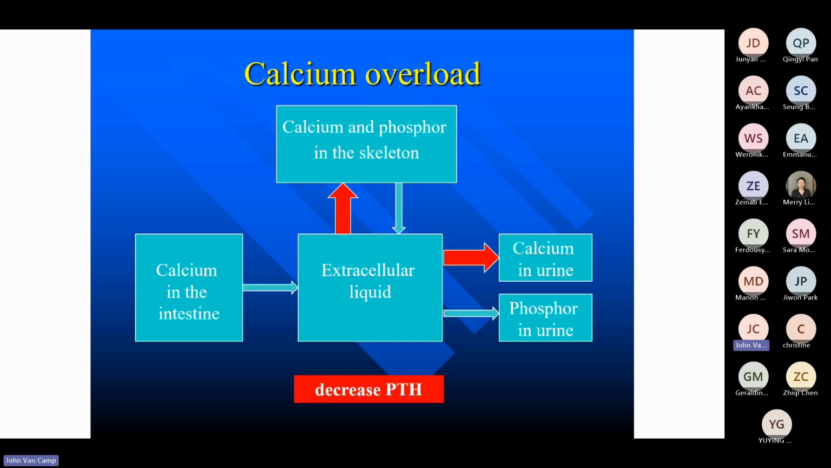If there's an overload, you just get the reverse: a decrease of the parathyroid hormone, no uptake from the intestine, no losses of phosphate, but more losses of calcium, more uptake of calcium as well as phosphate in the skeleton, which means that you have to lose less phosphate in the urine to compensate for that.